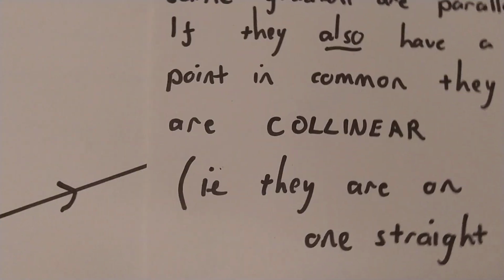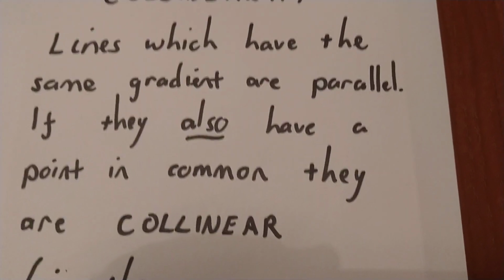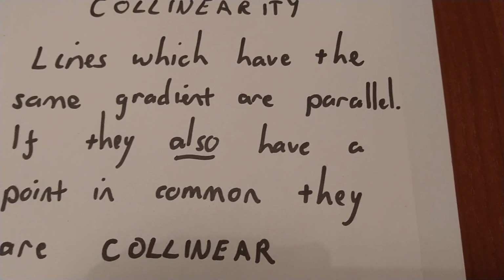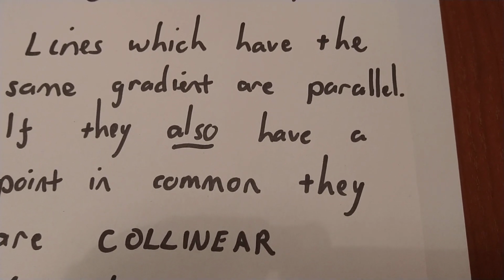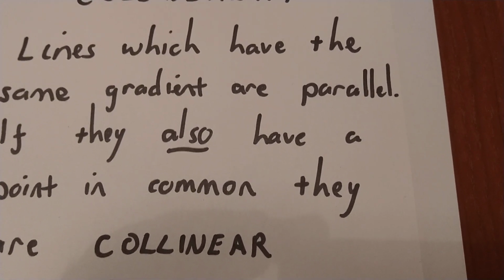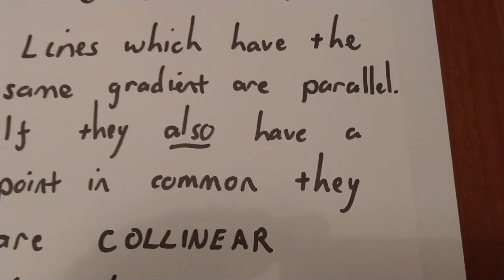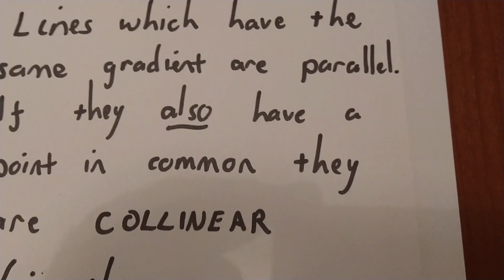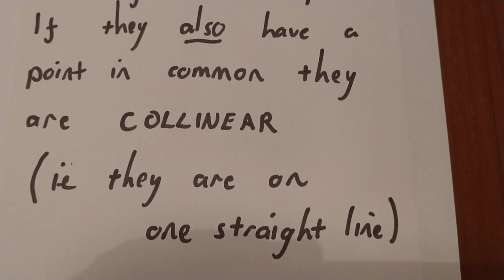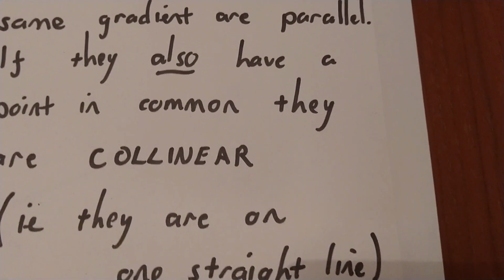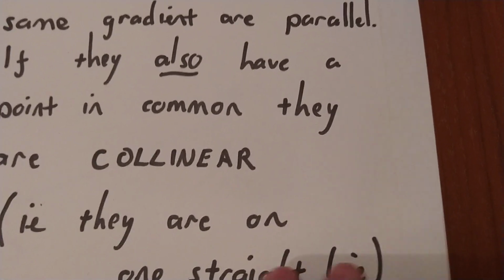So conclusion here, collinearity. Lines which have the same gradient are parallel, and if as well as being parallel, they also have a point in common, that's crucial. You must state both things. For exam board purposes, we must understand both are true. If they're parallel and have a point in common, then we can say they are collinear, which means that they lie on the same straight line. For the spelling, by the way, it's always double L and one N. There will be some of you who always write it the other way around.